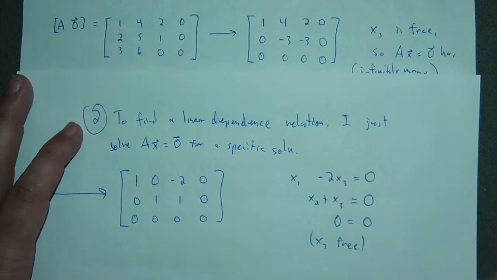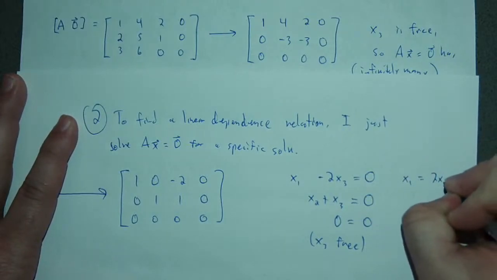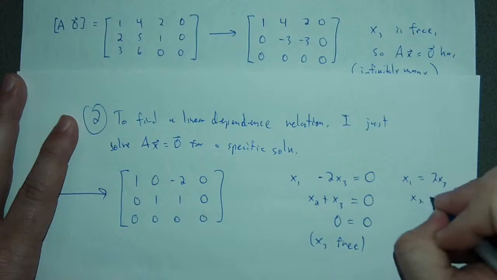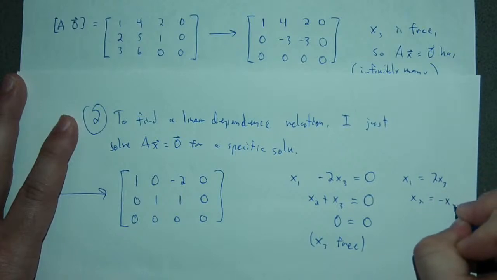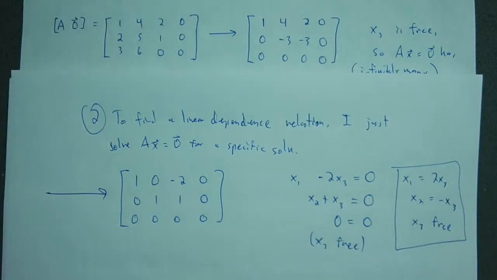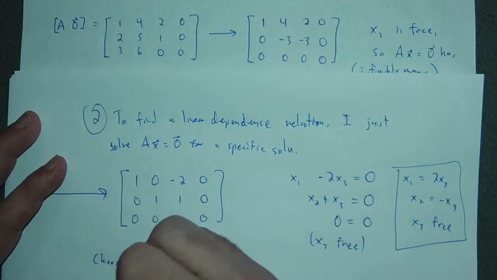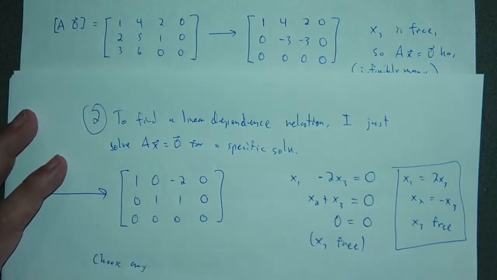So the idea here is, I can immediately say x sub 1 is 2 x sub 3, x sub 2 is minus x sub 3, and x sub 3 is free. I don't have to put this in parametric vector form. I can just leave it like this for now. And so what I do here is choose any value of x sub 3 you want that's not 0, right?